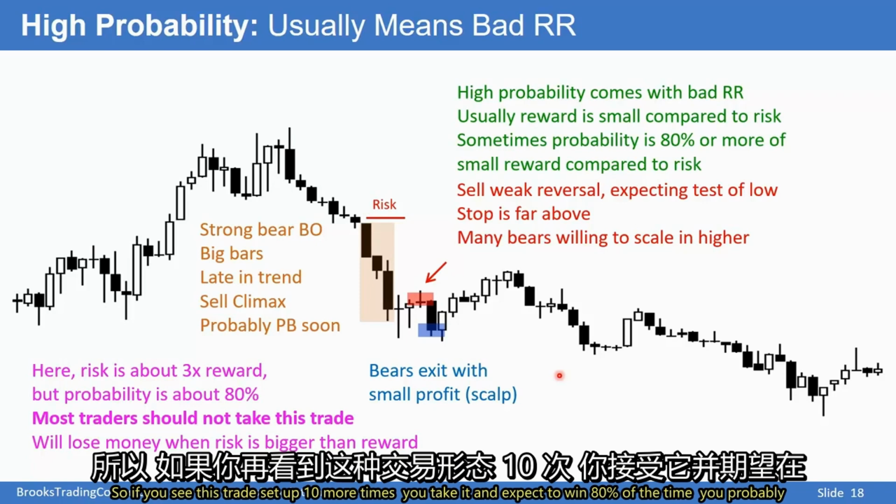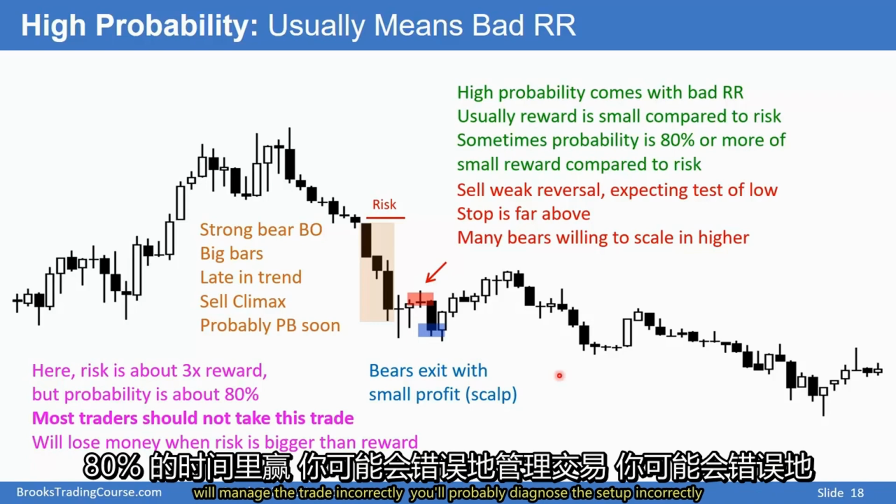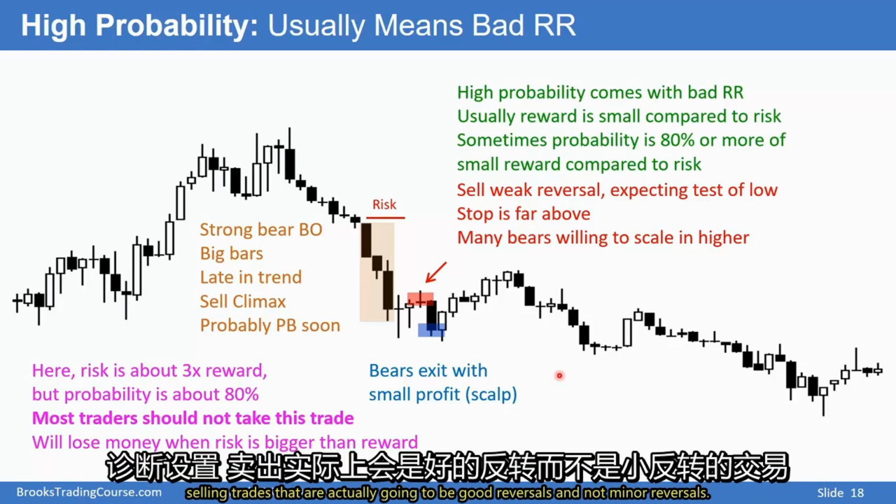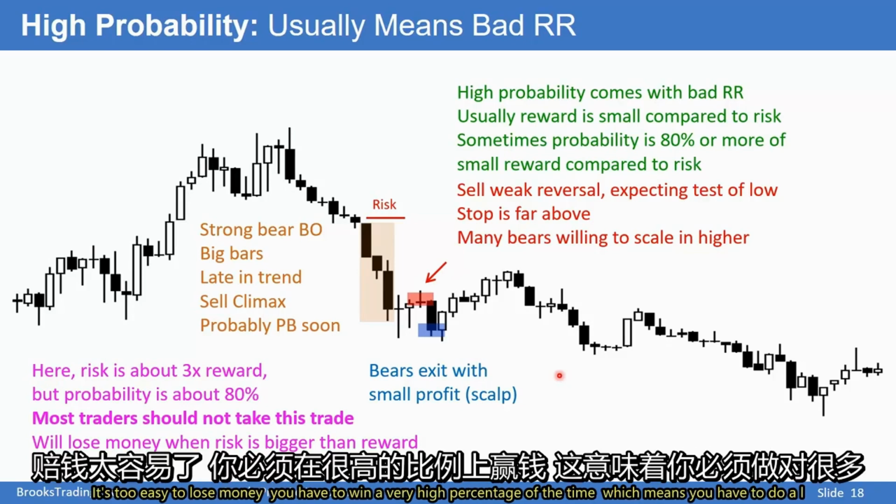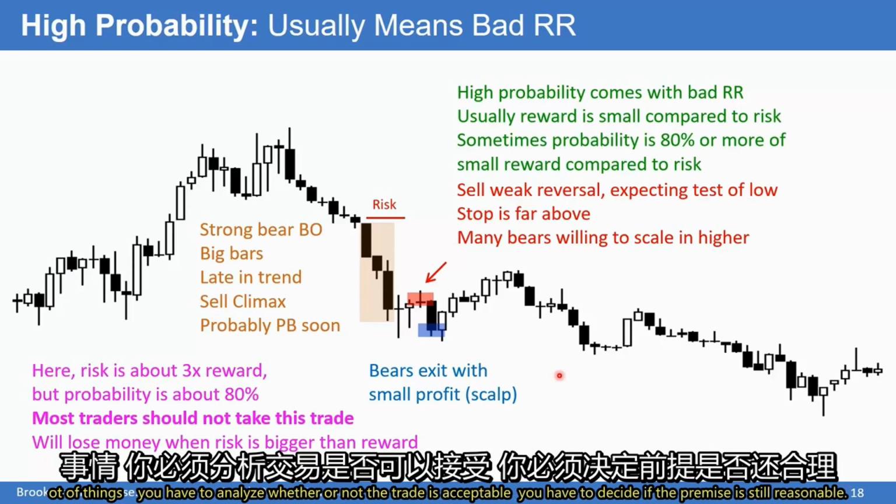You probably will manage the trade incorrectly. You'll probably diagnose the setup incorrectly, selling trades that are actually going to be good reversals and not minor reversals. It's too easy to lose money. You have to win a very high percentage of the time, which means you have to do a lot of things right. You have to analyze whether or not the trade is acceptable. You have to decide if the premise is still reasonable.